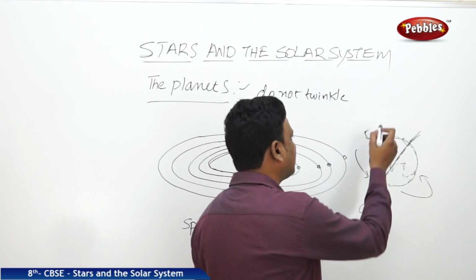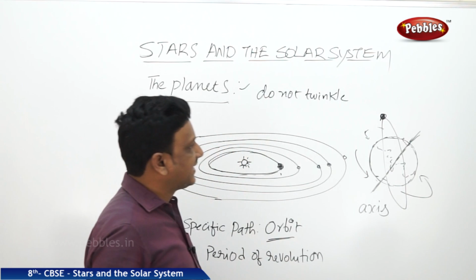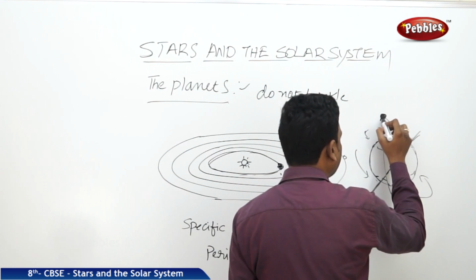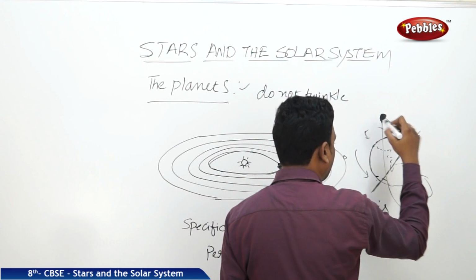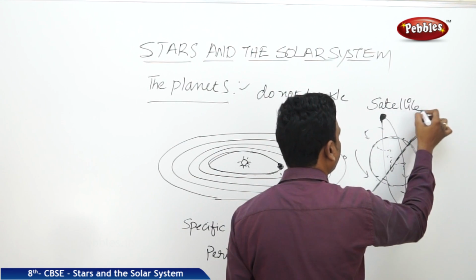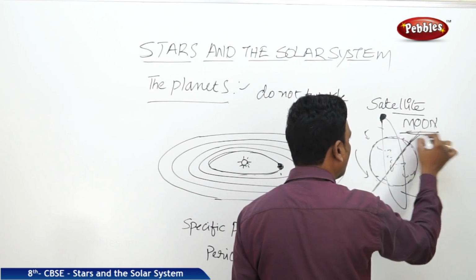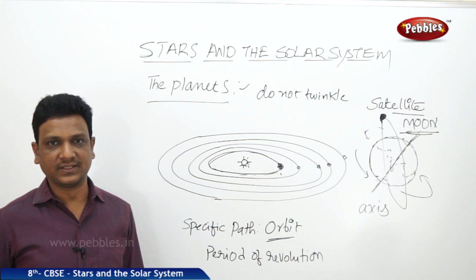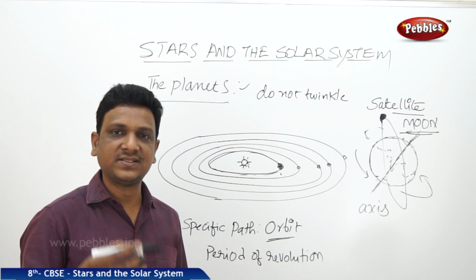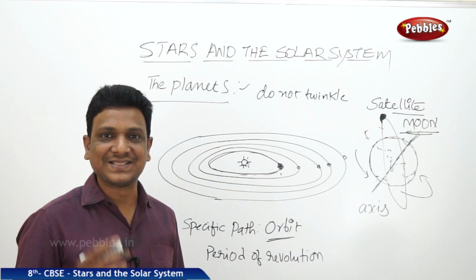Certain planets have some other celestial bodies revolving around them. The earth has one celestial body revolving around it. It is called its satellite. Any celestial body revolving around another celestial body is called a satellite. The satellite of the earth is called the moon. Moon is the satellite of Earth. So what is a satellite? Any celestial body revolving around another celestial body is called a satellite. Moon is the natural satellite of the Earth.